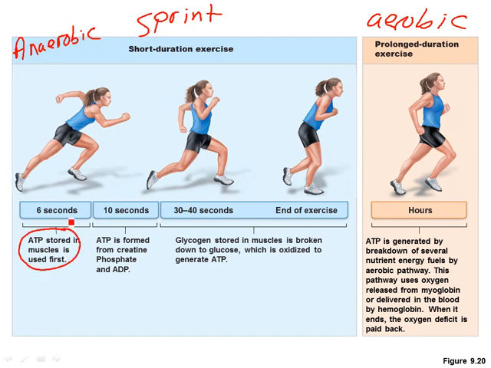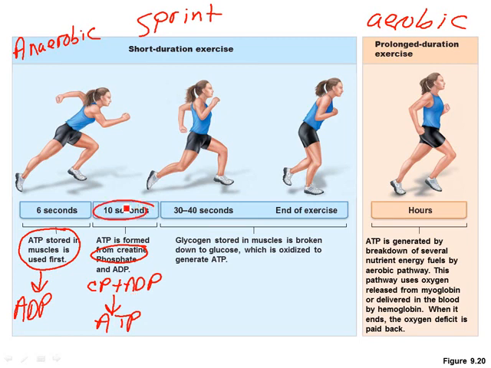Okay? Then when that's used up, because your ATP has been converted to what? ADP. So now you have a lot of ADP there, right? You stored up creatine phosphate. So now creatine phosphate plus ADP does its little thing and gives you ATP. But then you use that up quickly. Takes about 10 seconds.